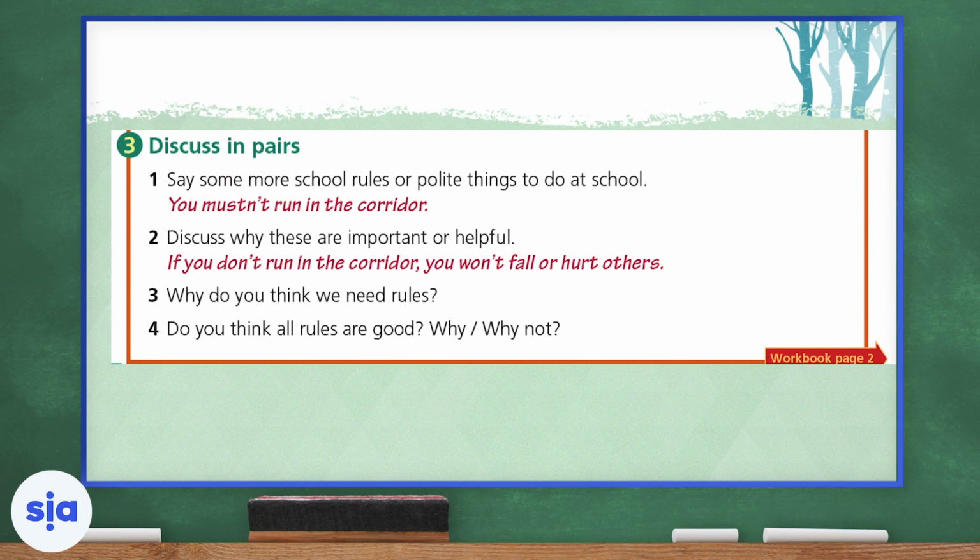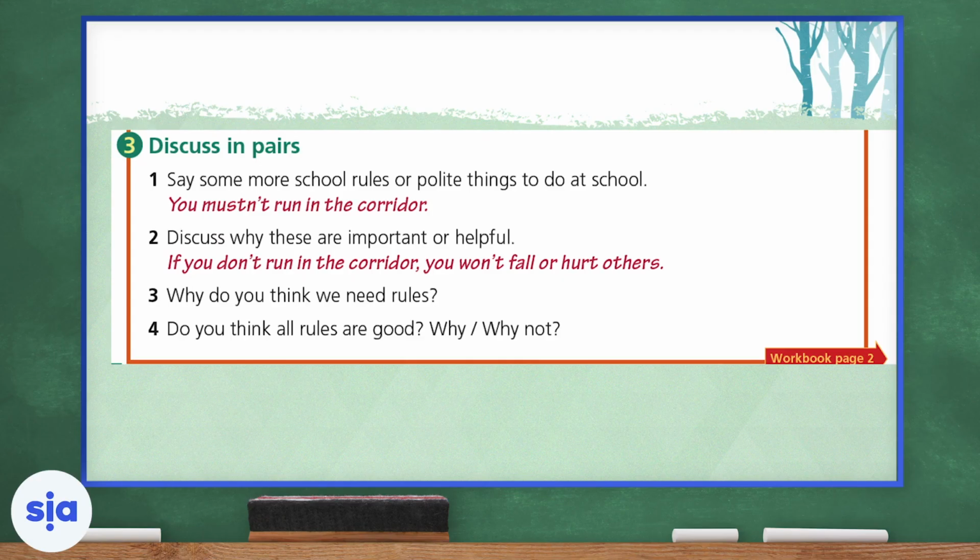Question 3, why do you think we need rules? I want you to actually think about this question. Why do we need rules? Imagine a life without rules. How would it be like? How would school be like? Would it be organized? Would people be respectful and kind? Write down your answers, and you can also discuss with a friend.